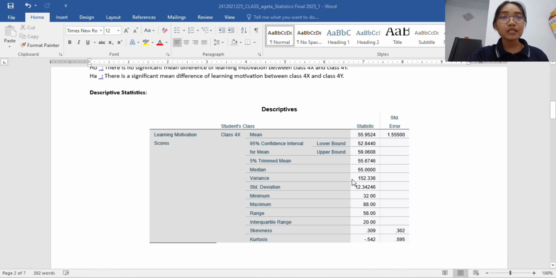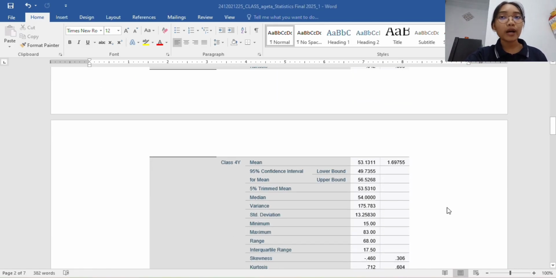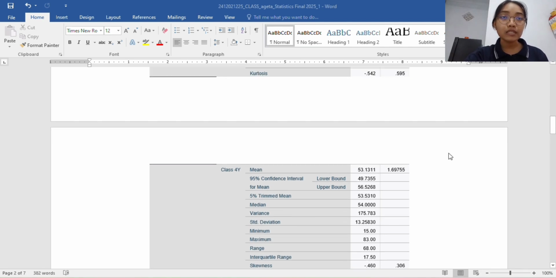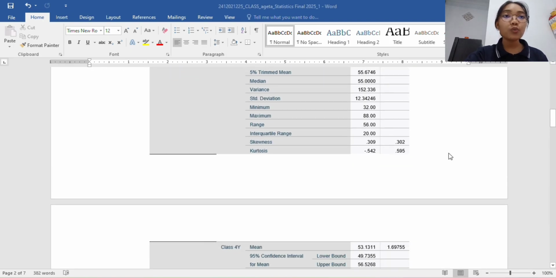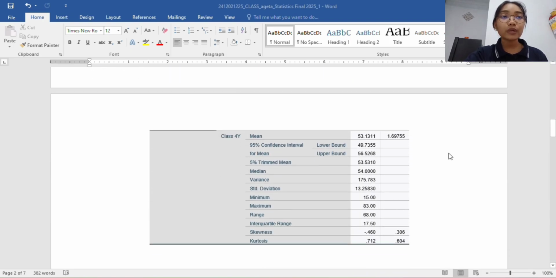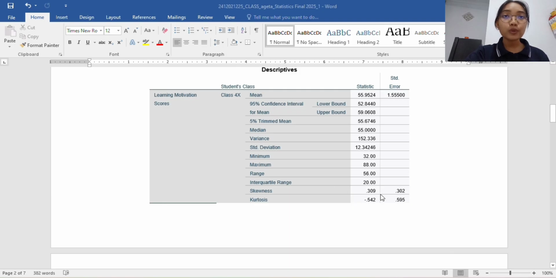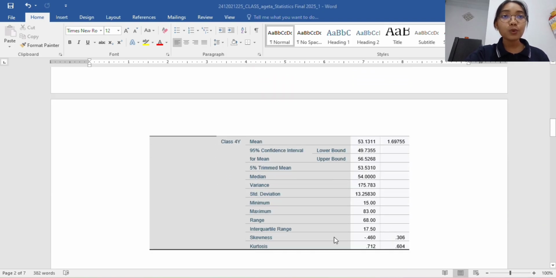Next is descriptive statistics. The descriptive statistics show that class 4X had a slightly higher mean learning motivation score, 55.95, than class 4Y, 53.13. Both classes had similar medians, but class 4Y showed a wider range of scores, indicating greater variability. The distribution of class 4X was slightly positively skewed, while the distribution of class 4Y was slightly negatively skewed.